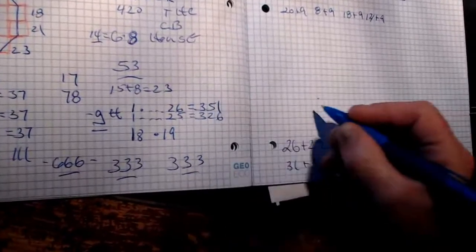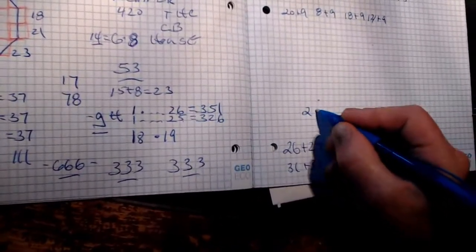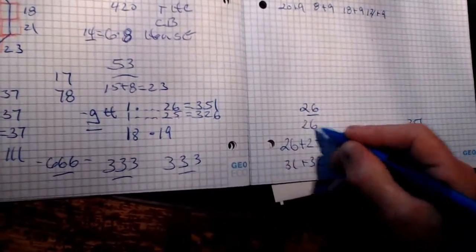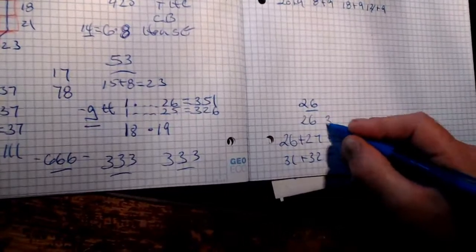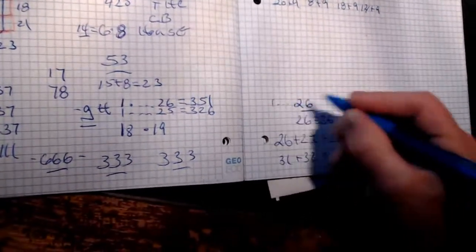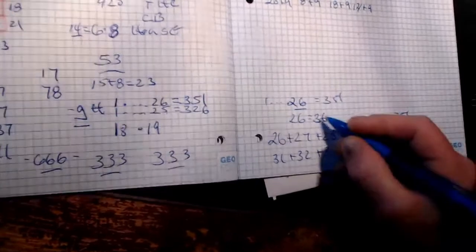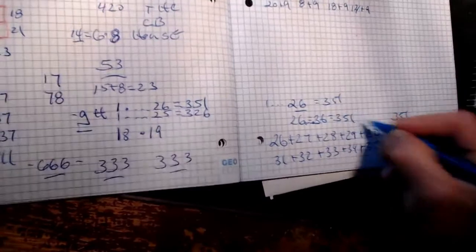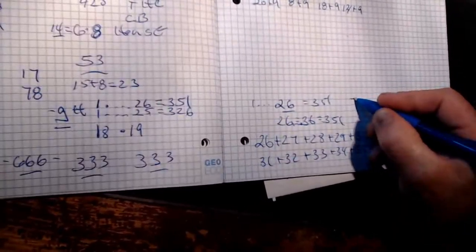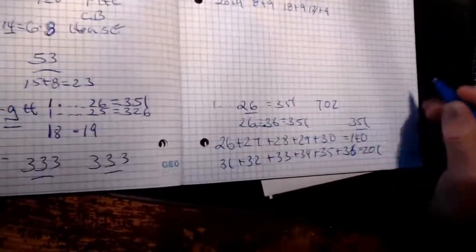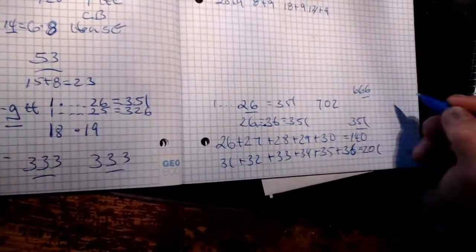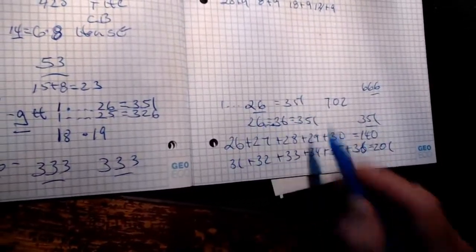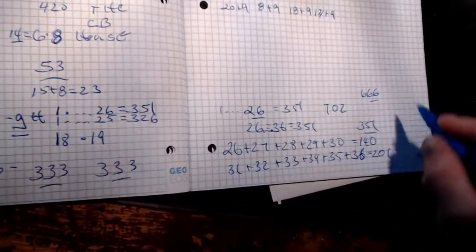So it took 26 numbers, and then from 1 through 26 equals 351, and from 26 to 36 equals 351. So the total is 702, but the real total is 666. Let me see if I got this right. Let me see. From 1 through 26 is 351. Oh, 41, sorry.